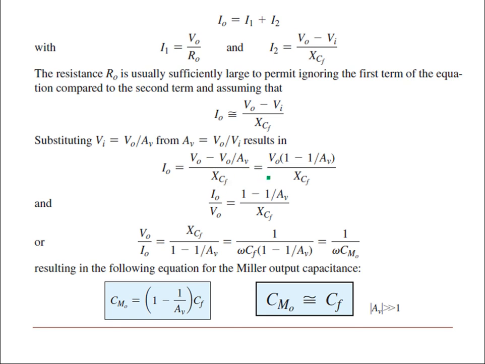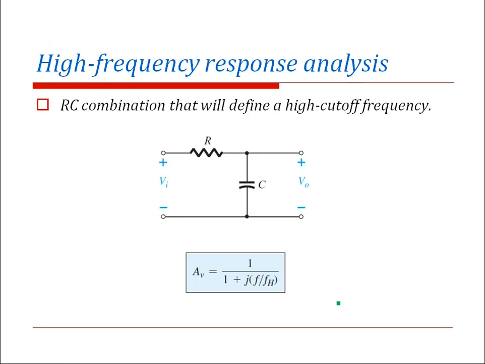In a similar manner, you are deriving. So again V0 by I0, what do you get? It is XCF by 1 minus 1 by AV, or 1 by omega CF into 1 minus 1 by AV, and you are replacing this term with CMO, the Miller output capacitance CMO. So CMO is nothing but 1 minus 1 by AV into CF. For AV greater than 1, the CMO is approximately equal to CF. And we are going to use these in the high frequency response analysis.